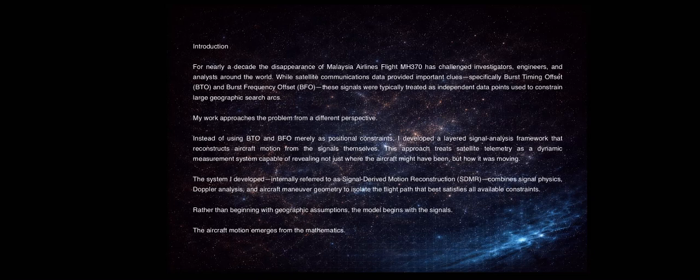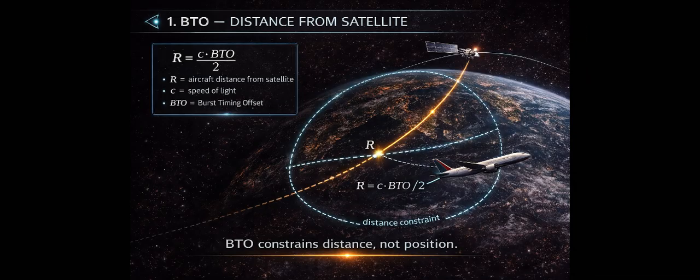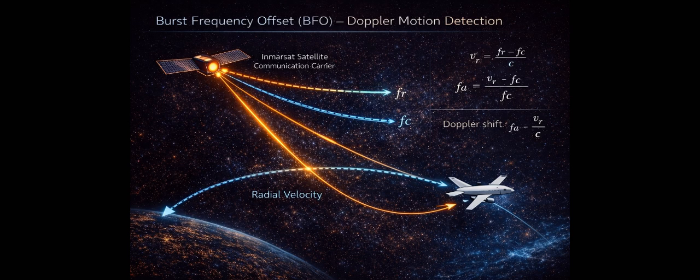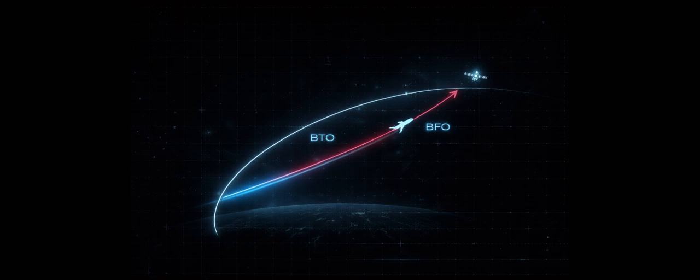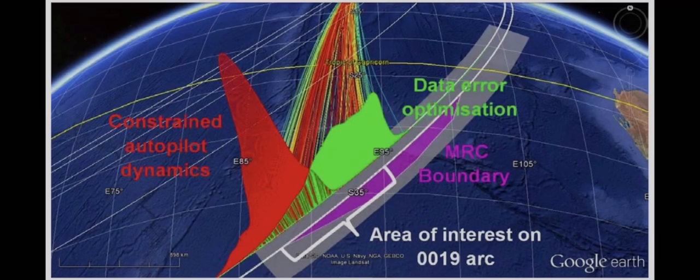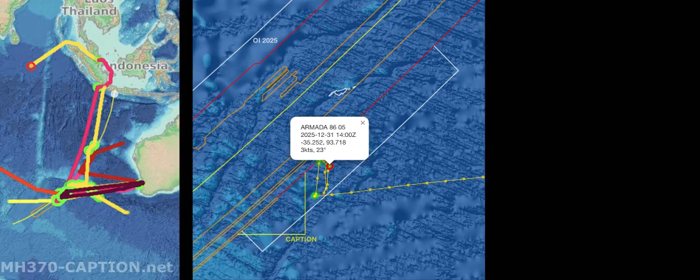For nearly a decade, the disappearance of Malaysia Airlines flight MH370 has challenged investigators, engineers, and analysts around the world. Satellite communication data provided important clues, specifically burst timing offset, or BTO, and burst frequency offset, or BFO. But traditionally, these signals have been treated as isolated data points, used only to define large geographic search areas. What you're about to see approaches the problem from a different perspective.